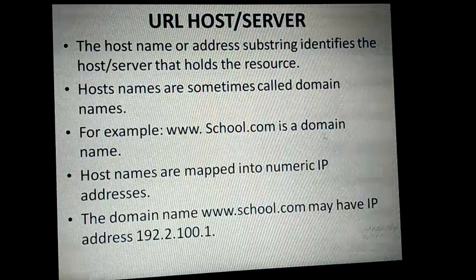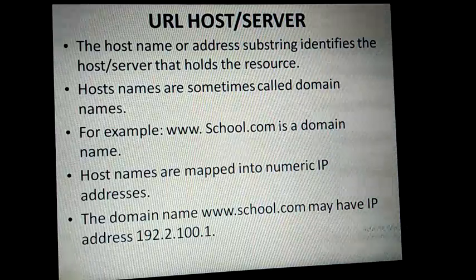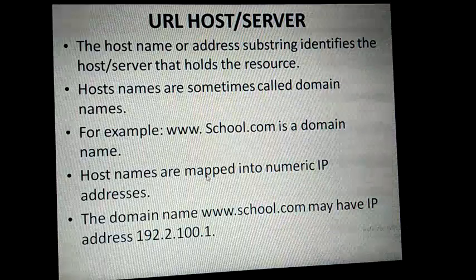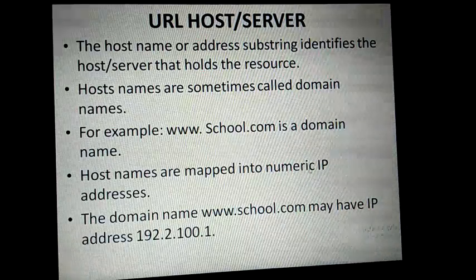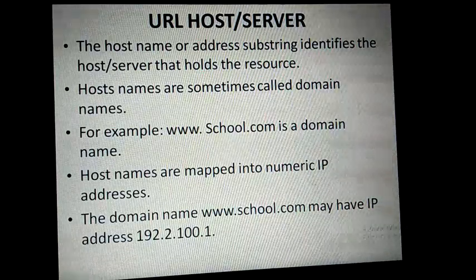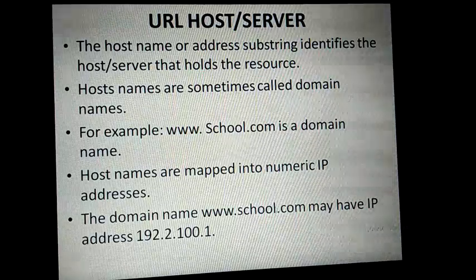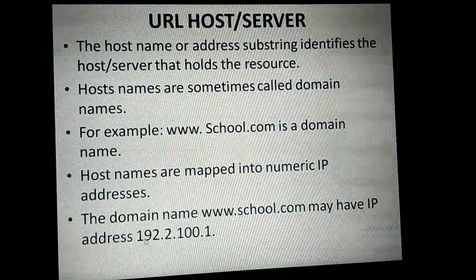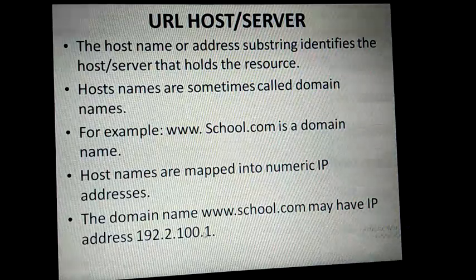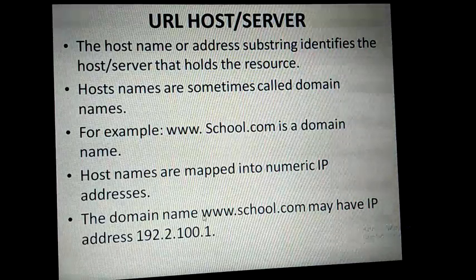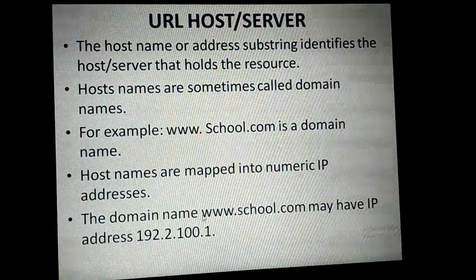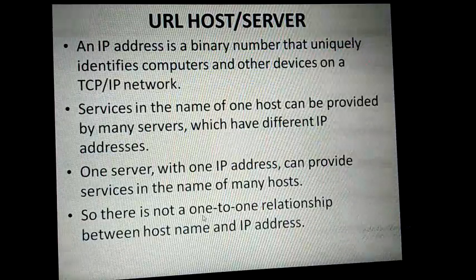www.school.com is a domain name or host name. Host names are mapped into, or translated into, numeric IP addresses. Every host name will have a different IP address. So the domain name www.school.com may have an IP address like 192.2.100.1. This address is normally used for differentiating this website from other websites.